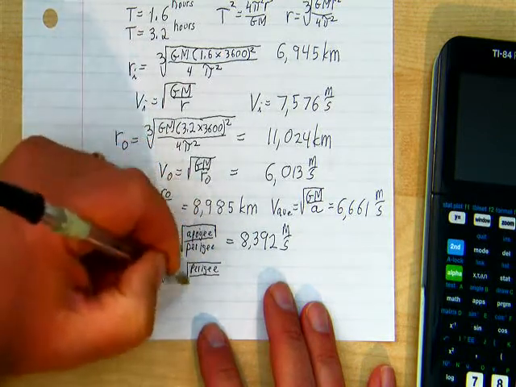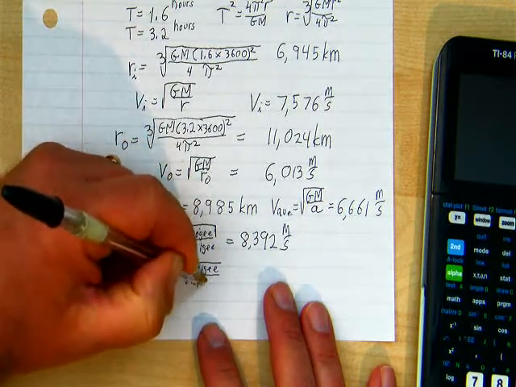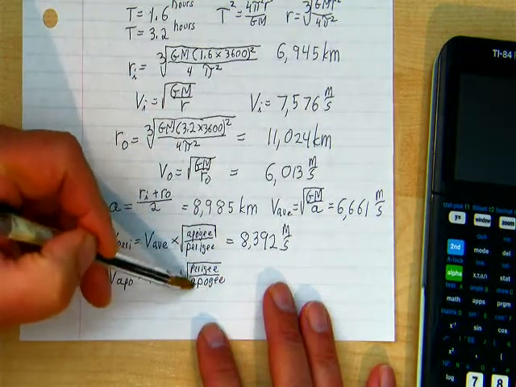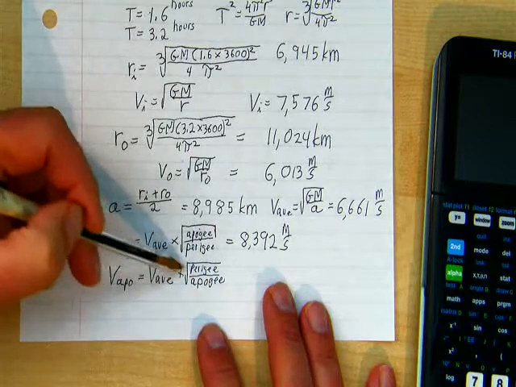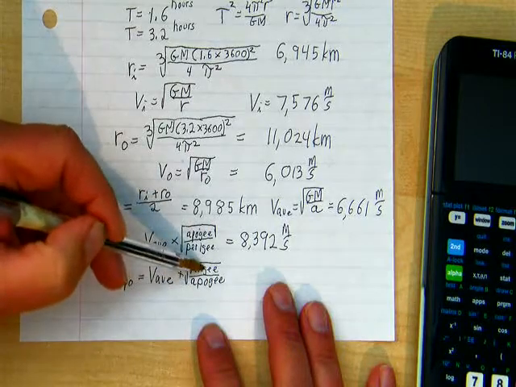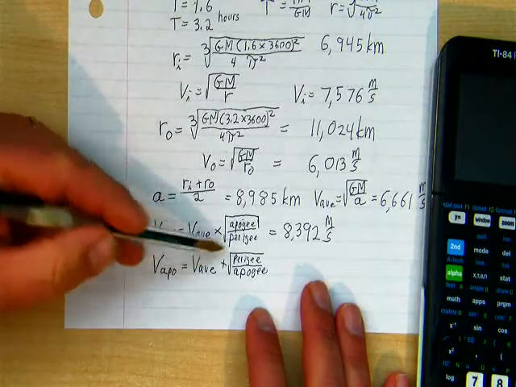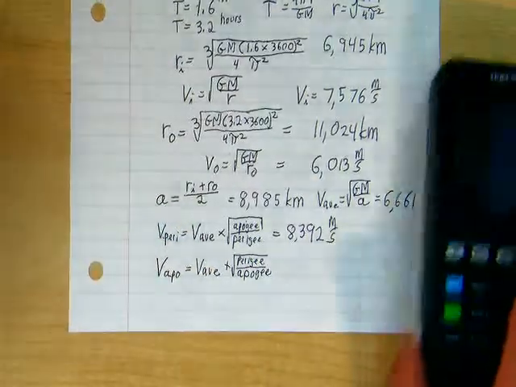Now the perigee radius is divided by the apogee radius. Perigee is smaller than apogee, so this number is smaller than 1. The square root of a number smaller than 1 is a number smaller than 1. So my apogee velocity is going to be less than my average velocity.